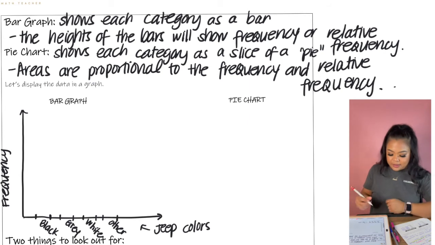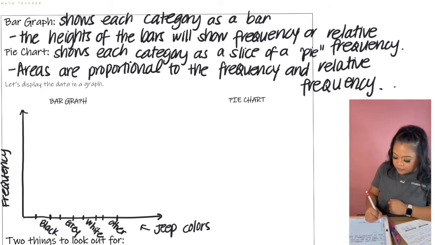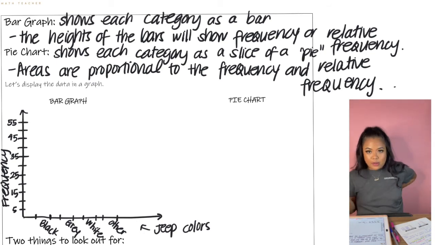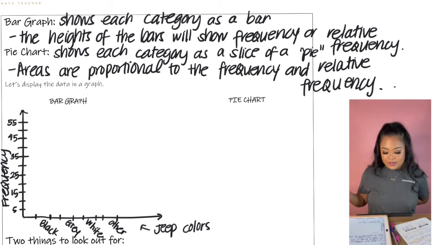So my vertical axis is going to go all the way up to 55. 5, 10, 15, 20, 25, 30, 35, 40, 45, 50, 55. You can go back and label all of these if you want to, but you don't have to label every single one. You just have to make sure that you are spacing them out equally. That way the reader can understand that the student is going by fives. As long as every other one at least is labeled.